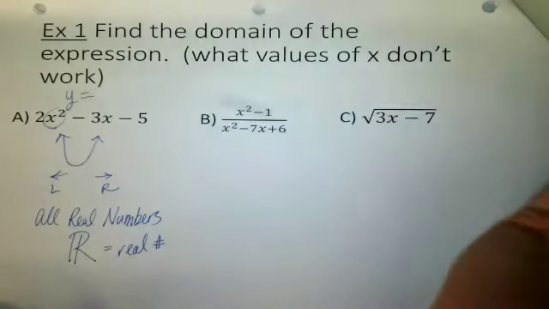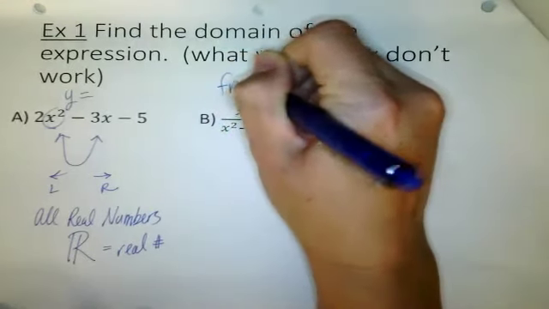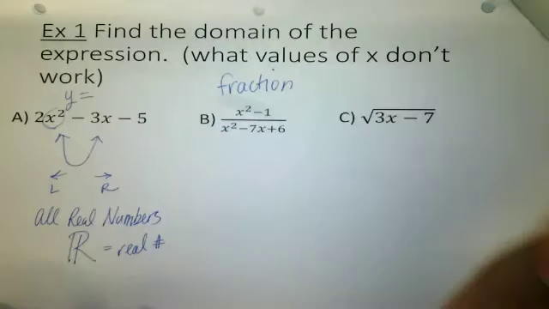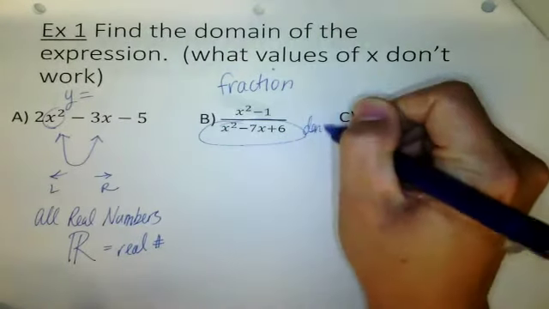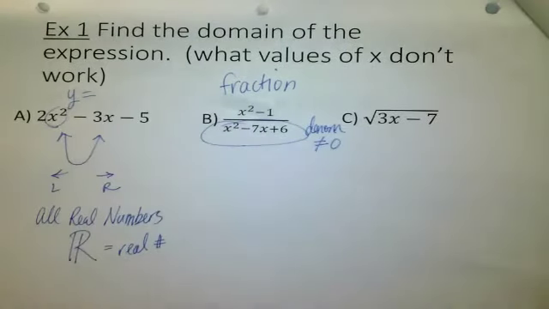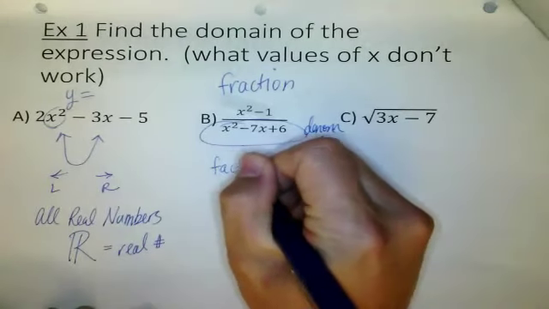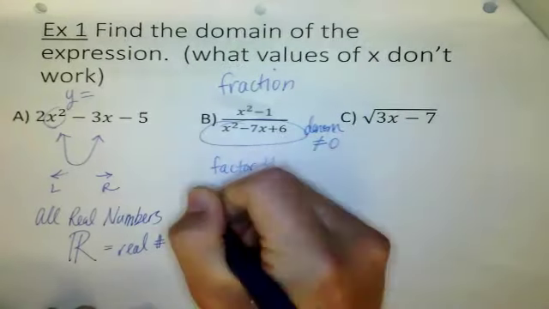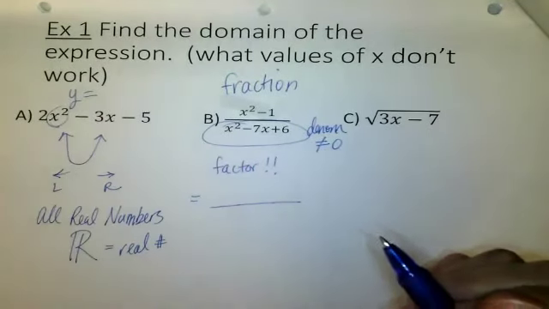Letter B here, what do we have? A fraction. And anytime we have a fraction, I know that my denominator is not allowed to equal 0. And that's really, really, really important. What I'm going to do first, before I try and figure that out, is factor, factor, factor. Factor first is like another alliteration I love. I love alliteration.